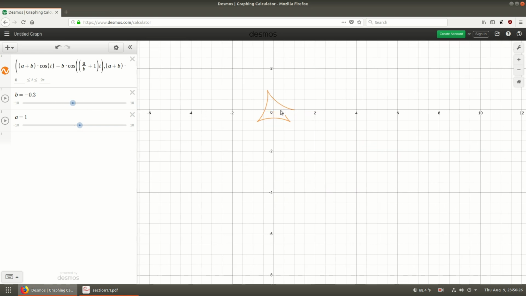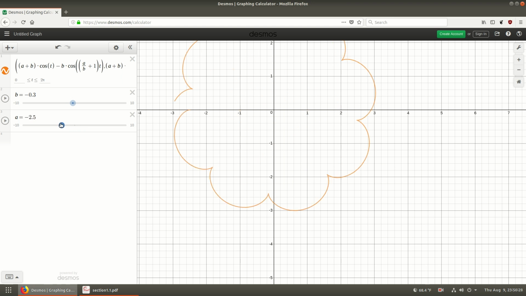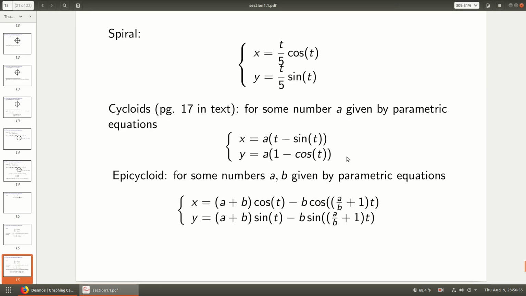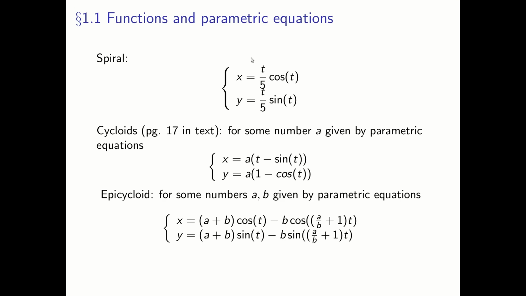What's going on there? Let's change the A. So we get some clover looking things. We'll get some anti-clover looking things. If we take the B, swing it around, you get all kinds of interesting shapes. And we will look into a lot of these kind of things just for computational purposes. We can find tangent lines to these things, as you'll see soon, and that's great. So those were called epicycloids, and I don't know geometrically how they're defined, but those are their equations.